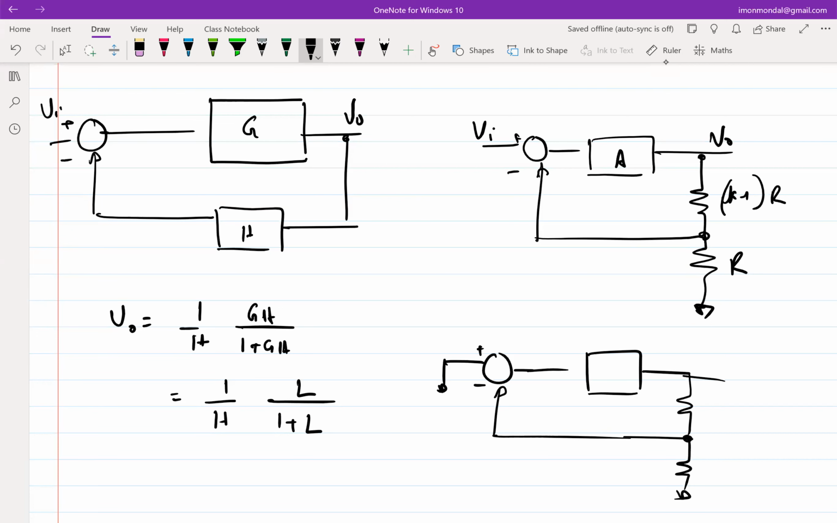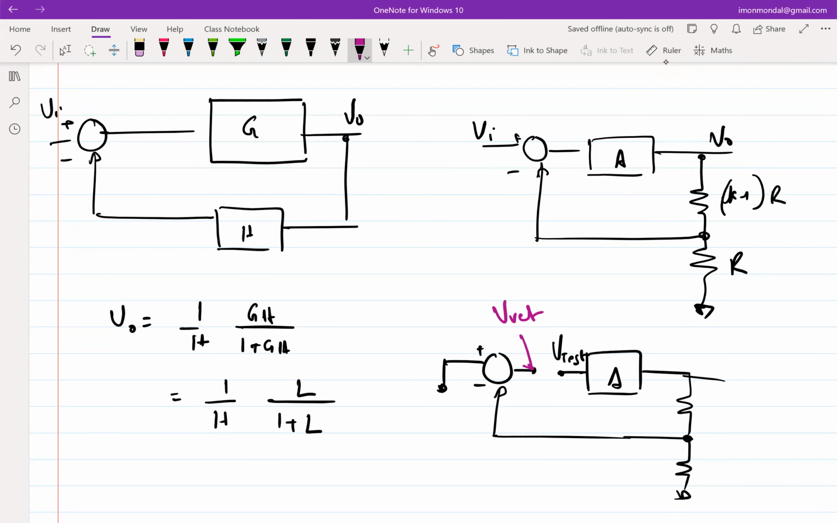So I need to break the loop. I can break the loop here. I can break the loop here. In this diagram, it really doesn't matter where you break, but in general, there is a constraint. But let's assume we break the loop here. And we apply a test voltage here. And what should I be looking for? Return voltage, right? I should be looking for V return.